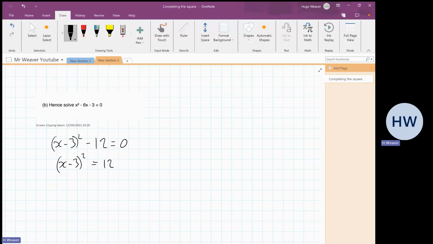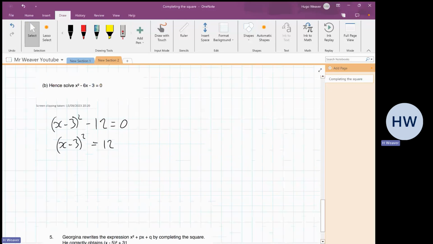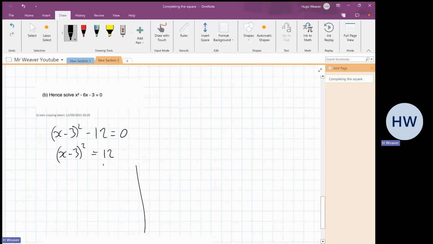And this is the key point. Whenever you square root something, you should always get two answers: a positive or a negative version of it. So if I split my page up, I'm going to use the positive over here and the negative over here. I get x − 3 equals the positive square root of 12, and over here, x − 3 equals the negative of root 12.